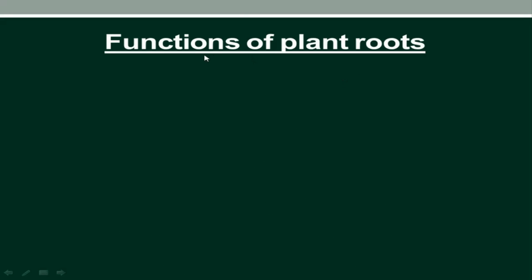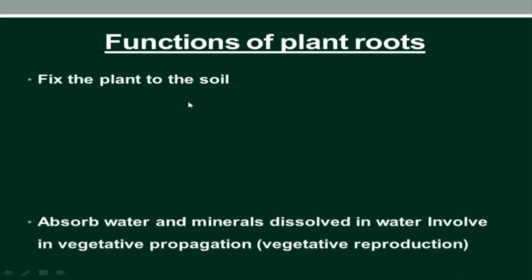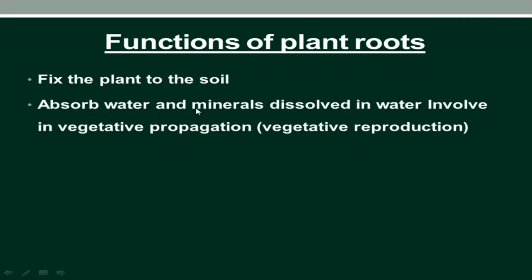Then we will learn about the function of plant roots. One function of the root is to fix the plant to the soil. The root is most important for fixing the plant to the soil. Next, absorbing water and minerals dissolved in water, and involvement in vegetative propagation. Vegetative propagation is a type of reproduction of plants.